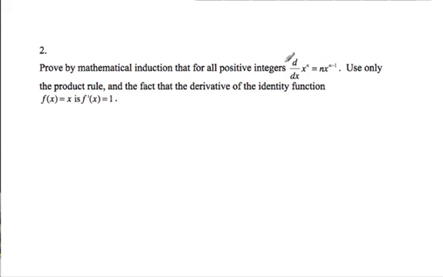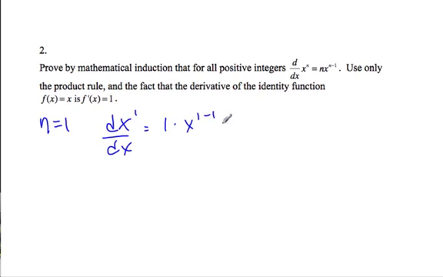Okay, now we're going to prove this statement, and I can only use the product rule and the identity function. I want to prove that this is true. By induction, I have to show n equals 1. So x to the n becomes x to the 1, which equals 1 times the derivative of x to the 1, which is 1 times x to the 1 minus 1, which simplifies to 1.